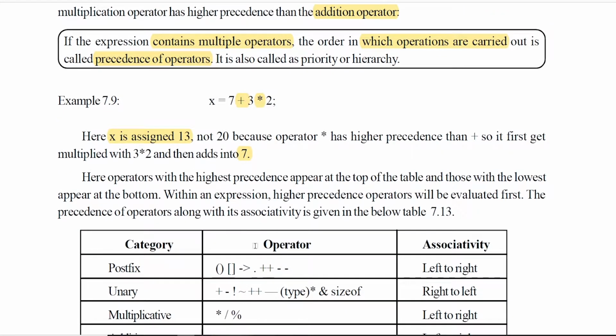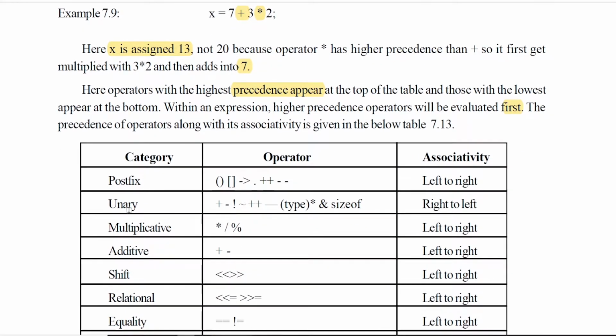Now let us go through the precedence of operators. The highest precedence appears at the top of the table and those with the lowest appear at the bottom. Within an expression, higher precedence is evaluated first. The precedence of operators along with their associativity is given below. Associativity tells where to evaluate from, for example left to right. The highest precedence is given to parentheses, square brackets, the pointer operator, and increment or decrement operators. If operators have the same precedence, we evaluate from left to right.